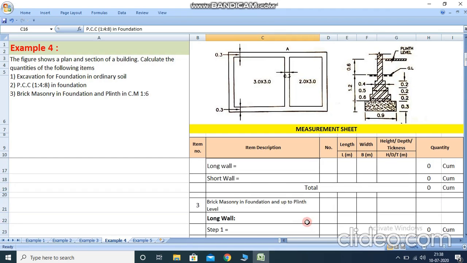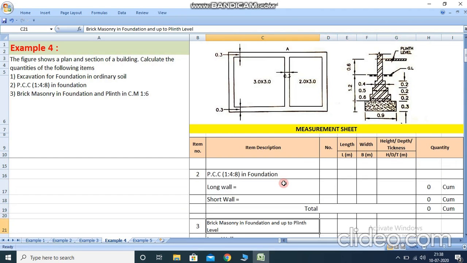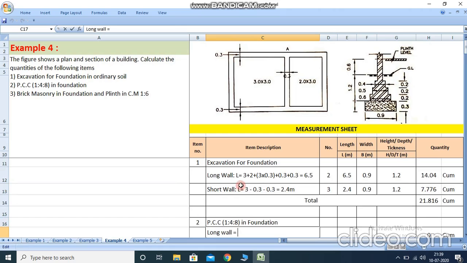Now we start the second part, which is PCC for a foundation. So for finding out the PCC work for a foundation, already we found out the total length of the excavation. So at the excavation part, we prepare or do a PCC work.